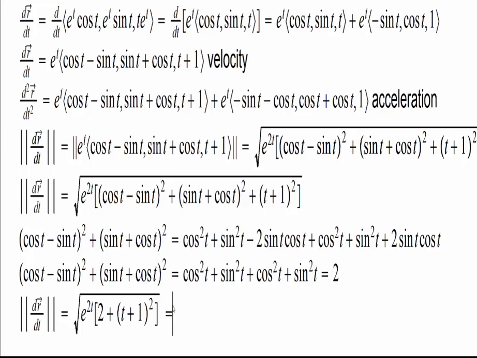We factor e to the 2t out, and that will be positive, so it becomes e to the t. Inside the square root, if you FOIL this, this will be t square plus 2t plus 1, and 1 added to that 2 will be 3. So this is going to be the speed. The magnitude of the velocity is speed, and remember, the direction is that of the tangent vector.